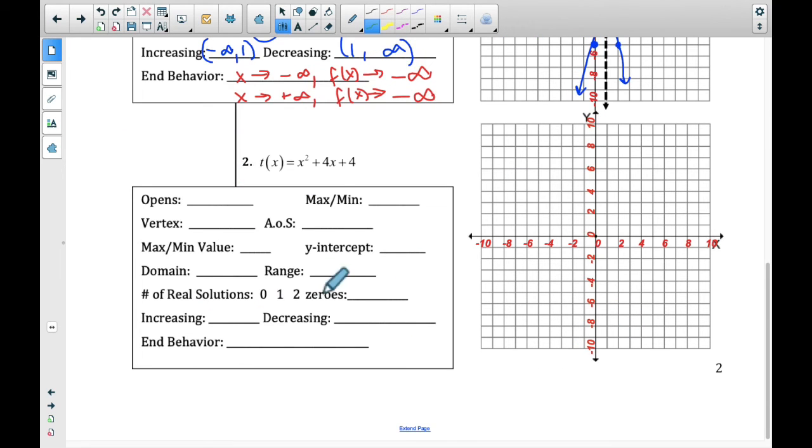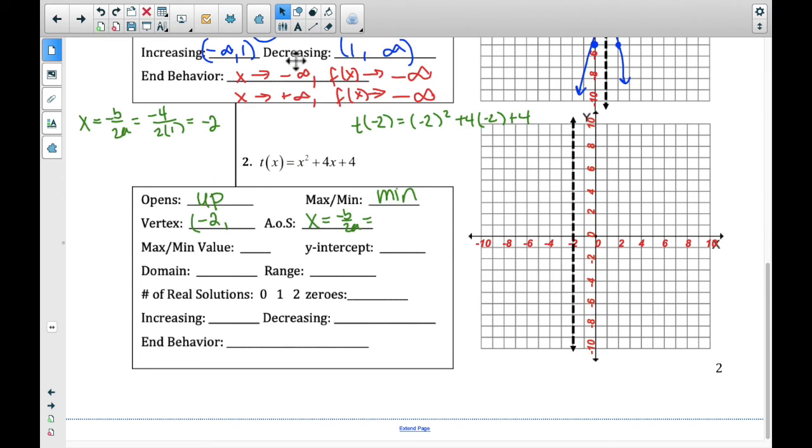Let's take a look at one more example. Take a minute to pause it here and see what you can answer. Okay, let's see what you have so far. It is going to open up. That means it has a minimum point.